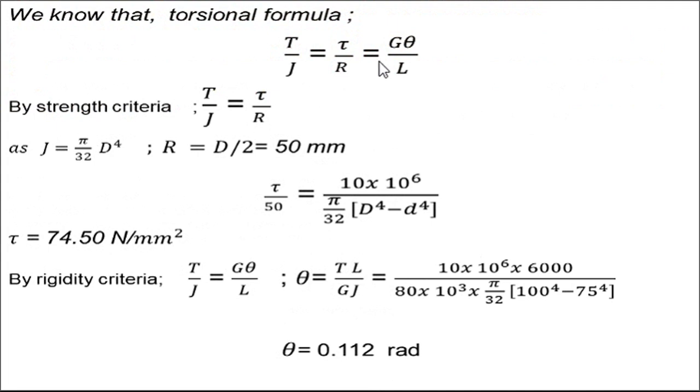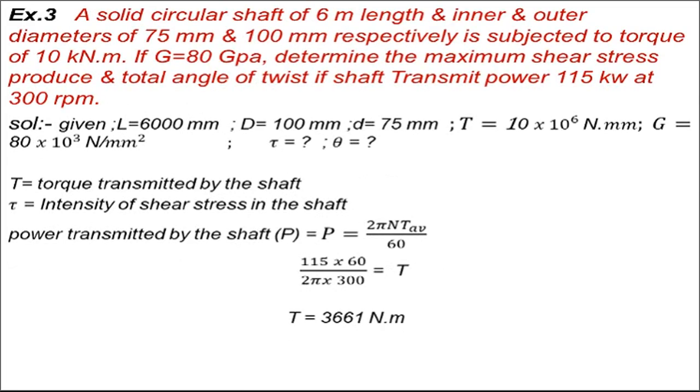After that we know the torsional formula, which we already know: T upon J is equal to tau divided by R is equal to G theta divided by L. By the strength criteria, we have T upon J is equal to tau upon R. Use this equation to determine tau. J is the polar moment of inertia about the ZZ axis, pi by 32 into d raised to 4, and capital R is the radius of the shaft, d by 2. Put in all these values, where capital D and small d are the outer and inner diameters; only one unknown, tau, remains. Determine tau, which is the maximum shear stress.